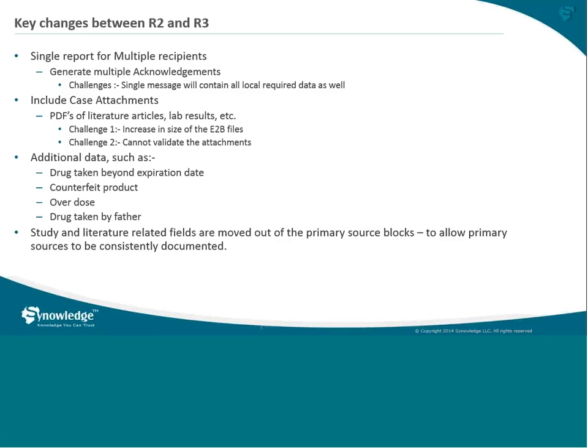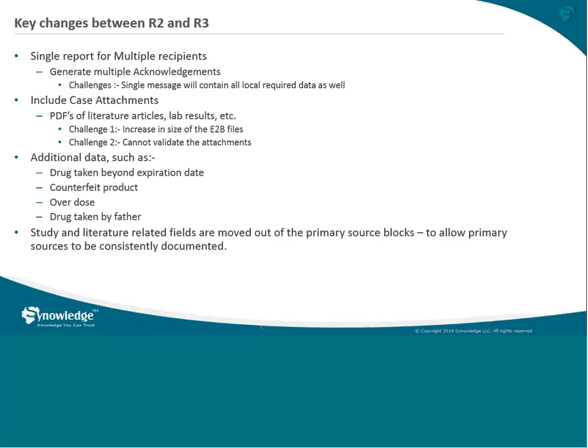E2B R2 files are all validated, and can be validated against the set of validations as prescribed by ICH. But the attachments cannot be validated. It is entirely at the courtesy of whoever is sending the attachments. So this is a challenge in E2B R3.